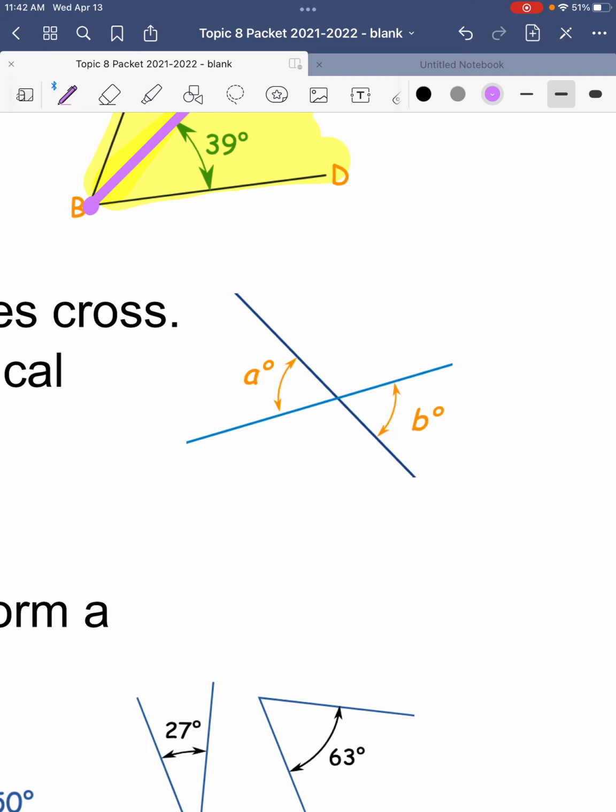So let's look at this little diagram right here. I know that this angle that measures A degrees is across from this angle that measures B degrees. And because they are directly across from each other, they are vertical angles. And that means that they are the same angle measure. So for example, if angle A measured 70 degrees, I know that angle B would also measure 70 degrees.